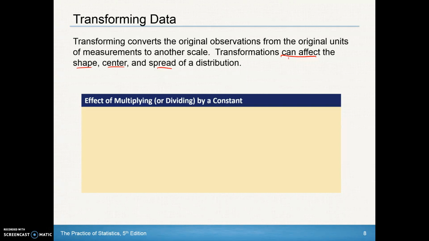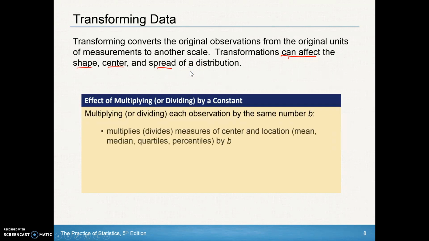Dividing is simply multiplying by the reciprocal, or the inverse. Instead of multiplying by 2, if I divide by 2, that's really multiplying by half. So we're just going to look at multiplying. What does multiplying do? If I multiply everybody's score by a certain value, we'll call it B, that measure of center and location will also change by B.